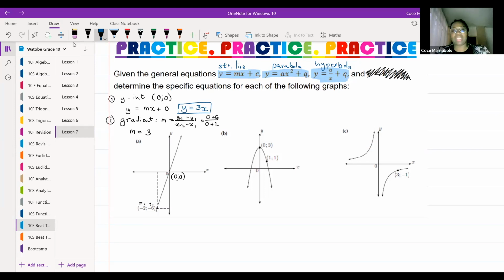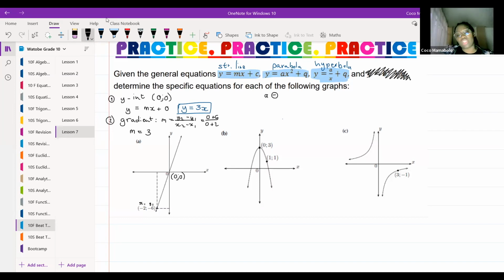All right, guys, let's have a look at the next one over here. We have a parabola. And what kind of parabola do we have? Do we have a smiley face or a frowny face? Good, we have a frown face or a sad face. So we know that our A is going to be negative. Good, right, our A is negative.